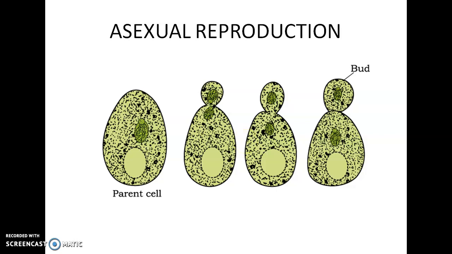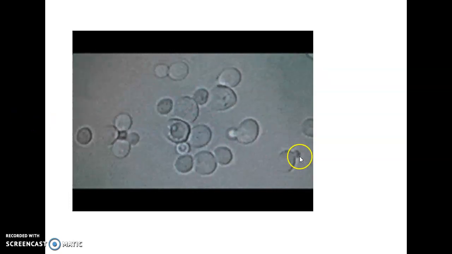The same figure is given in your textbook, isn't it? What is this? It's budding in yeast. In this method of asexual reproduction, a single individual is capable of producing offspring. I will show you one video. It's very clear that a bud is formed here. Can you see it? From this bud, new organisms are formed.